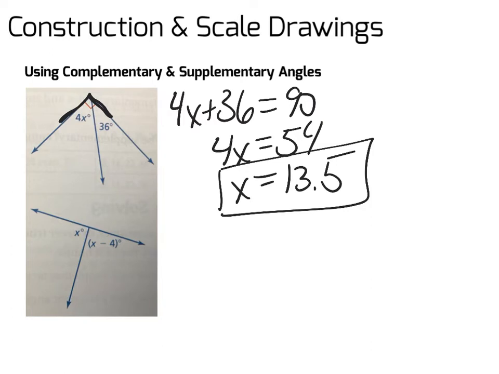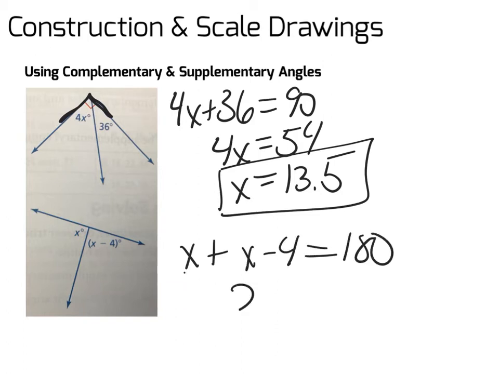I used what I knew by looking at those angles. I knew that they were going to be complementary. They were a right angle. On the second one, this angle and this angle equal a straight line. Straight lines are supplementary. So I'm going to have x plus x minus 4 equals 180.